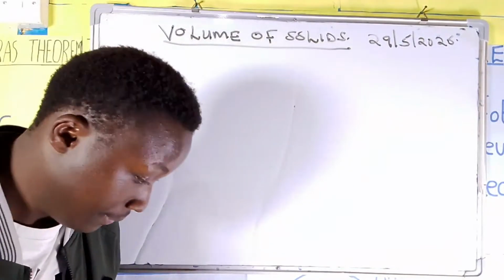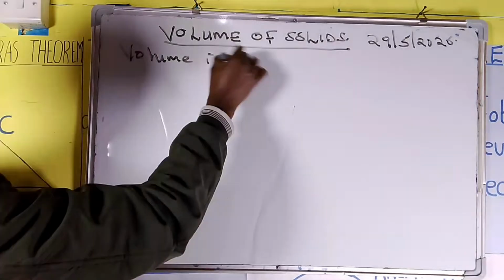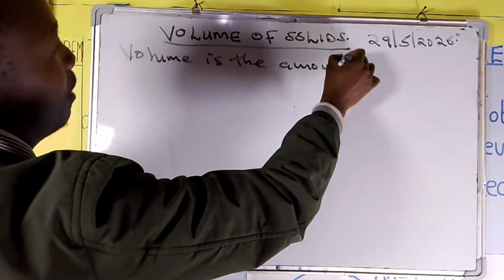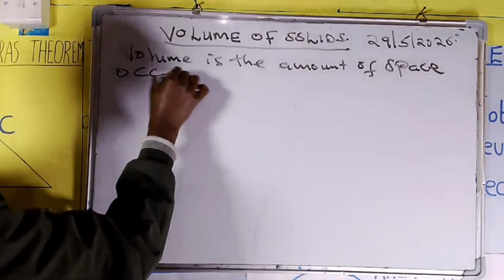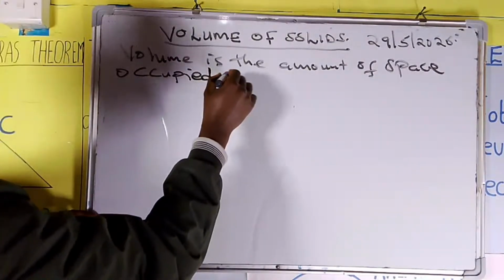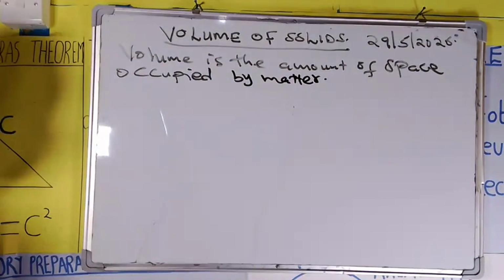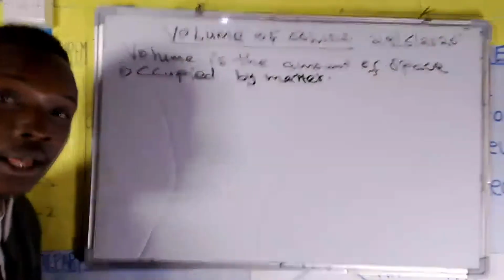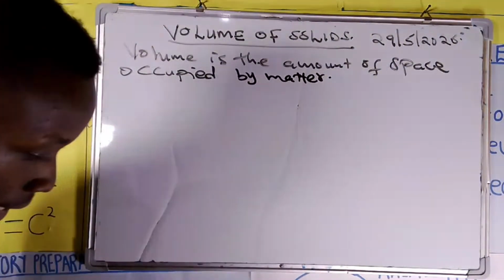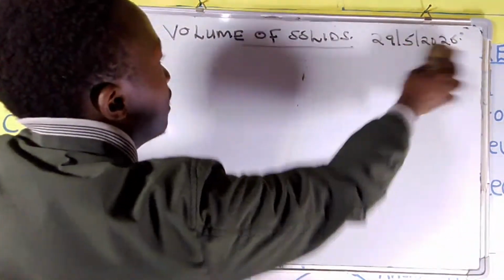So we are saying that volume is the amount of space occupied by matter. That space that matter occupies is what we simply call the volume. And I want us to start by determining the volume of prisms. So we'll start by finding the volume of prisms.